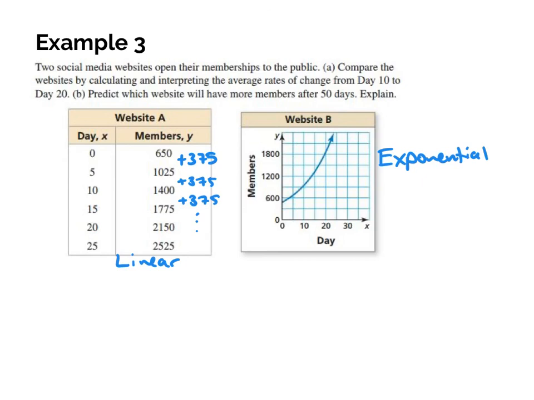So it says that we are going to compare the rate of change over the same time interval from day 10 to day 20. So on our table, here's day 10, here's day 20.